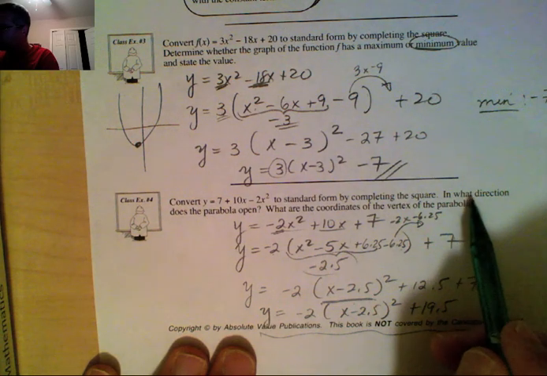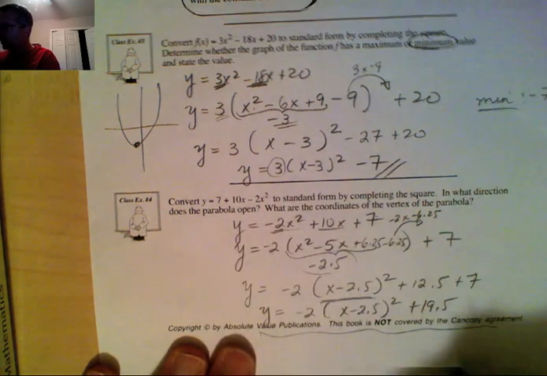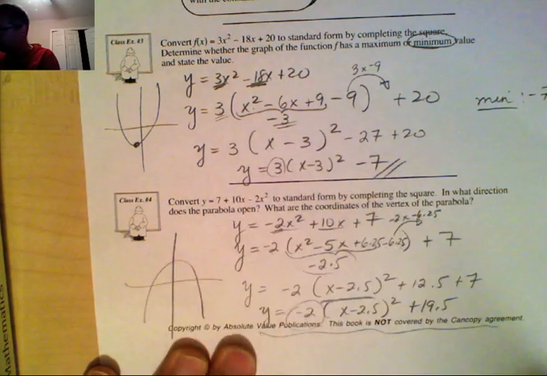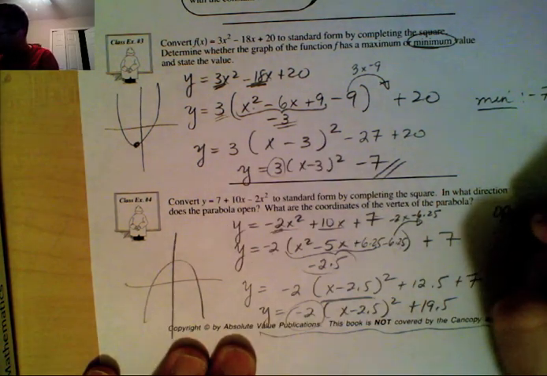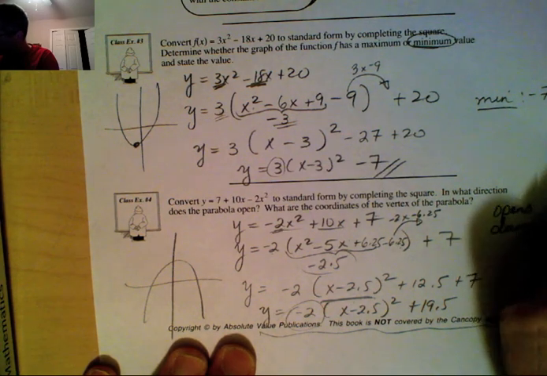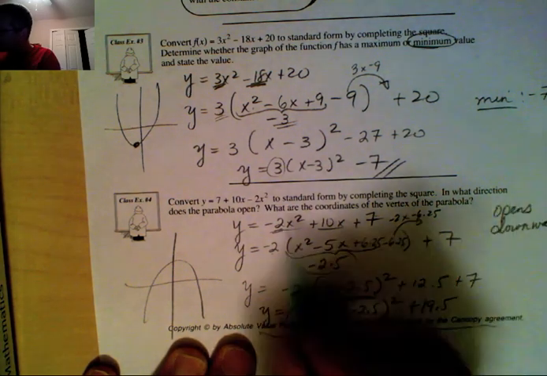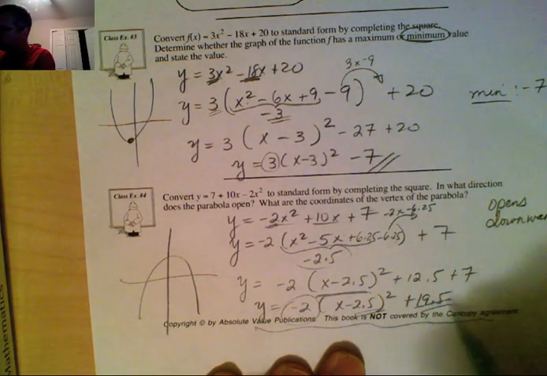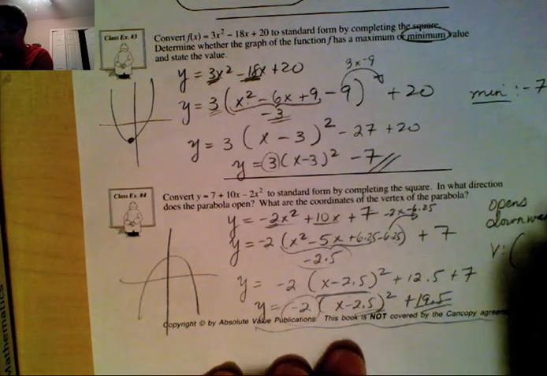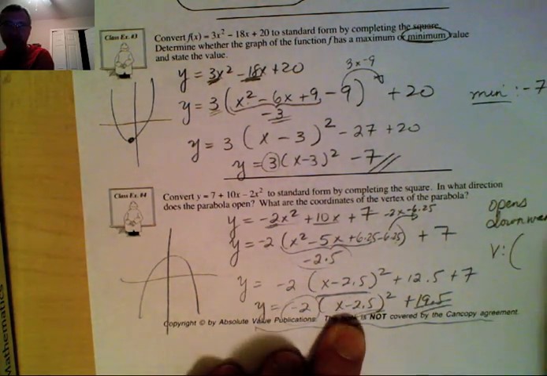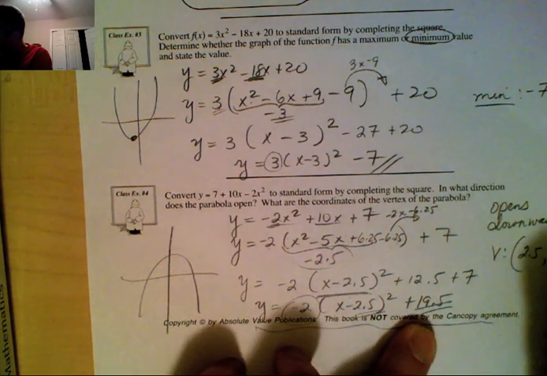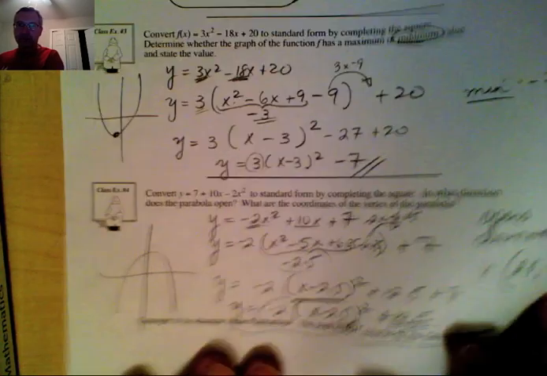Now, next part of the question says, what direction does the parabola open? Well, this leading coefficient is negative, so that means our parabola opens downwards. So we say it opens downward. Next thing it says, what are the coordinates of the vertex of the parabola? Well, remember the P and the Q are the coordinates of the vertex. So the vertex in this case, if we solve this for x, we get 2.5 as a value for x, and our y value is 19.5. So there we have it.